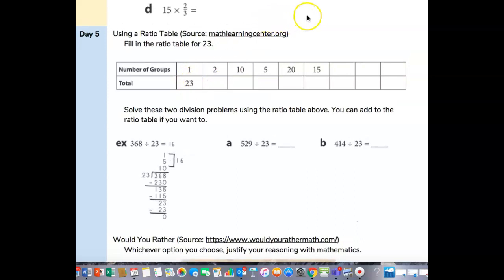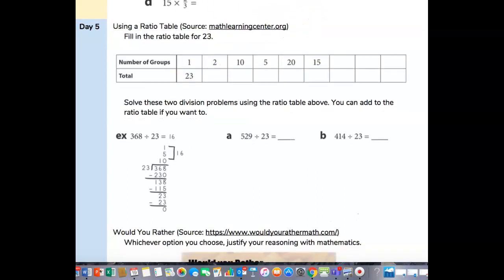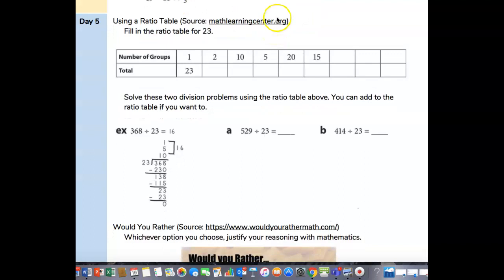So 2 times 23, oops, so 23 times 2. 2 times 3 is 6, 2 times 2 is 4, this is 46. And then you're just going to multiply 10 times 23, 5 times 23, 20 times 23, and 15.